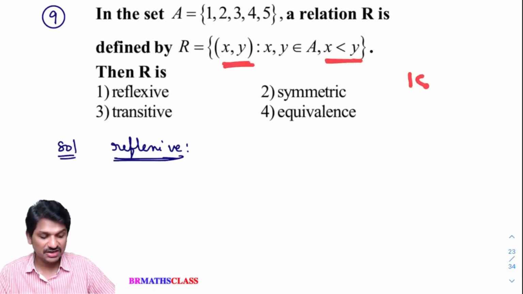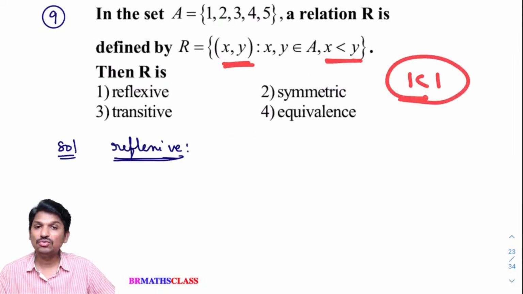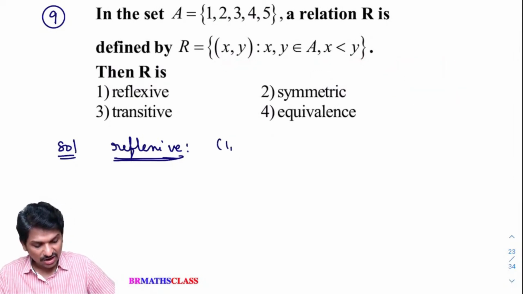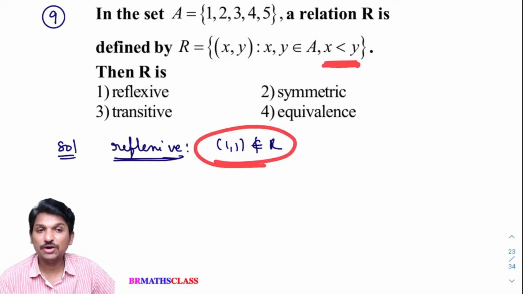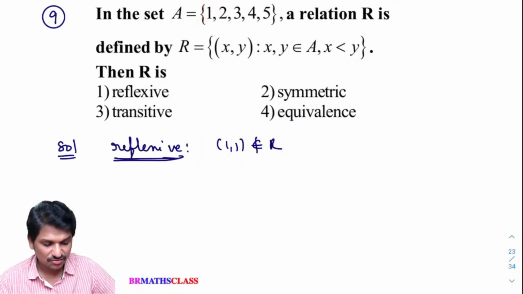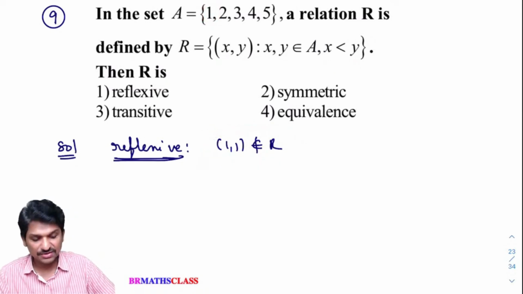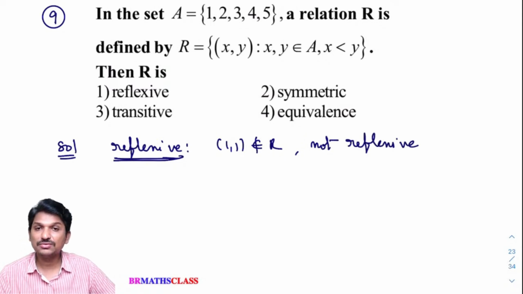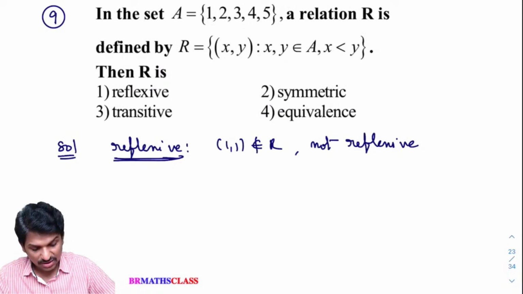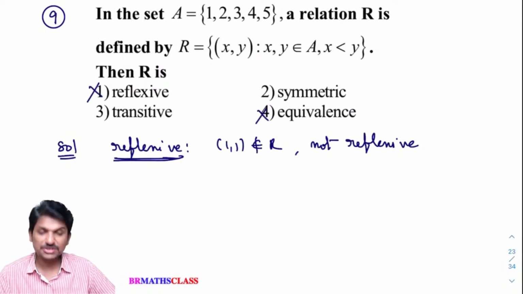Now my question is, is 1 less than 1? No. 1 is not less than 1. Not only (1, 1), (2, 2) also does not belong to the relation, because no number can be less than itself. As 1 is in set A, (1, 1) must be present in this relation, but (1, 1) does not belong to it. Because of this reason, this relation is not reflexive. So it cannot be the first option, nor the fourth option. The answer is either the second option or the third option.